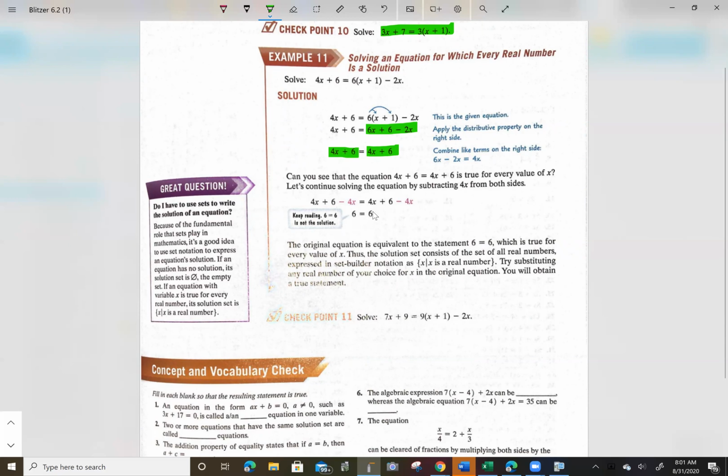So before we had 8 equal to 6, which was not true. Here we have 6 is equal to 6, which is true, which means that those lines are the same. So there is an infinite amount of solutions. Okay, so the solution set is infinity. Your checkpoint is to do the same thing with this equation. To get started, I would distribute the 9 on the right-hand side.